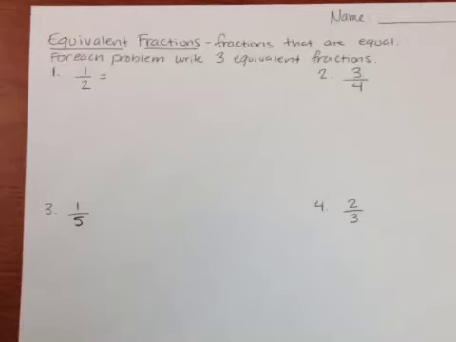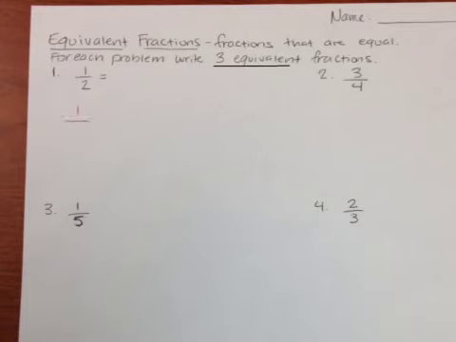So on 1/2, we're going to start on number 1. We're going to write 3 equivalent fractions. Okay, we might not get to all 3 on some of these. We might just do 1. Okay, so we're going to multiply the top number and the bottom number by the same factor. We can multiply them by anything.